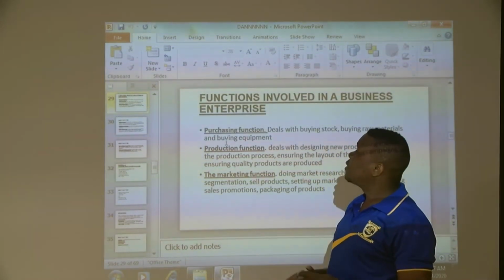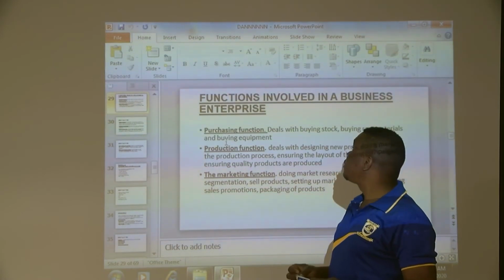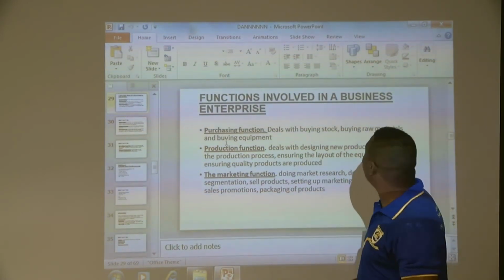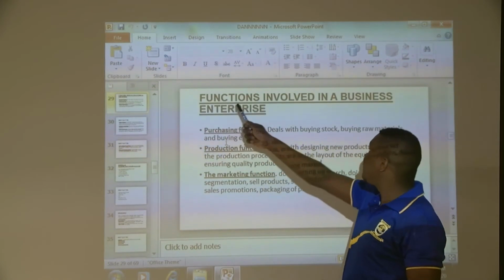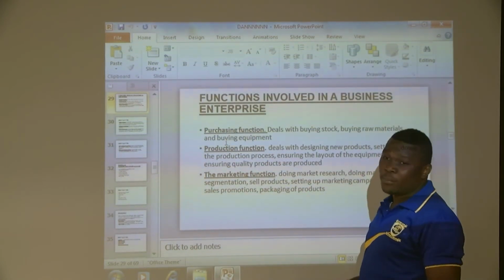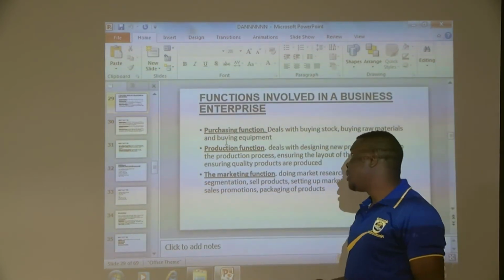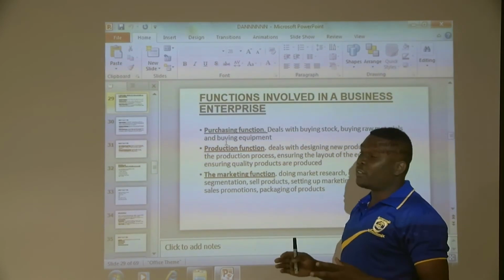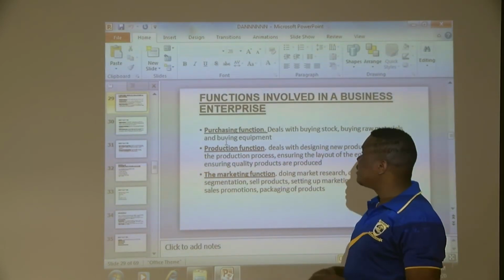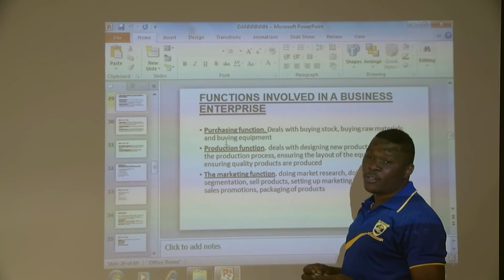Continue with the BMN4, and our topic for today, or the starting point for today, will be looking at functions involved in a business enterprise. Let us now look at those functions that you look at in terms of how you are going to manage or run your business.